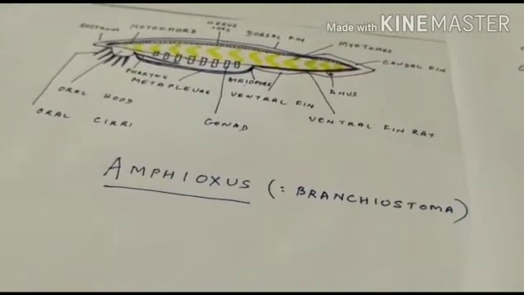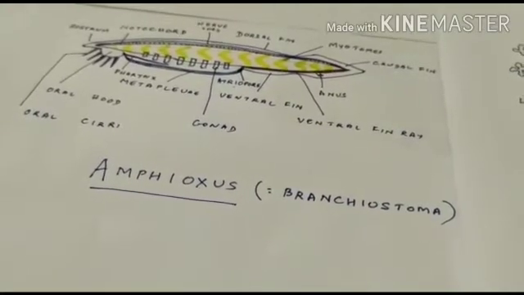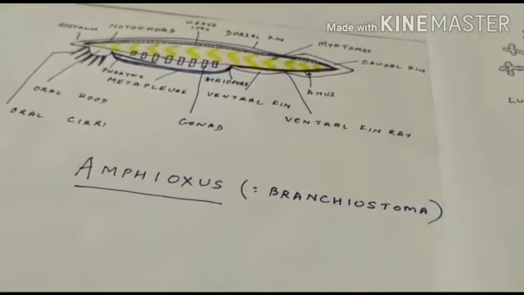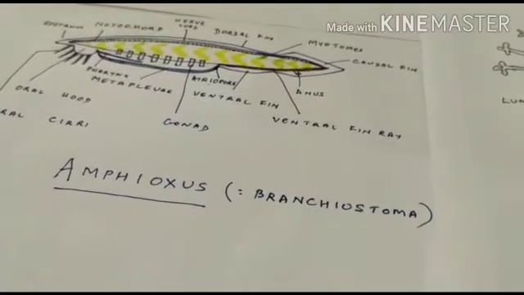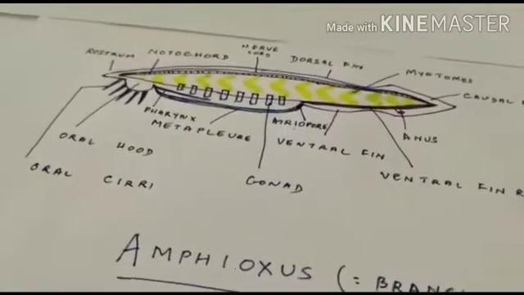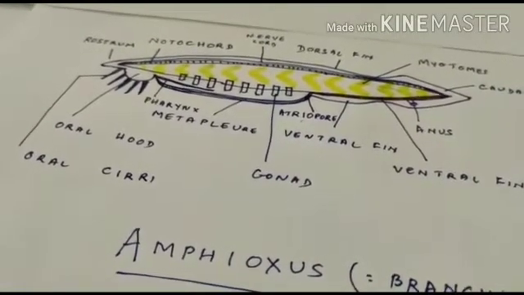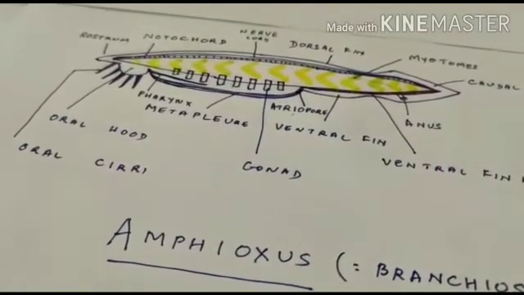And notochord, as we see, it persists throughout life and it is present right from the anterior end of the body to the posterior end. Gill slits, I told you, are present on the pharynx, and these are numerous. And the nerve cord is just above the notochord, and it is a tubular structure.